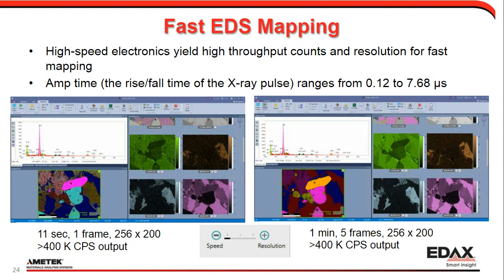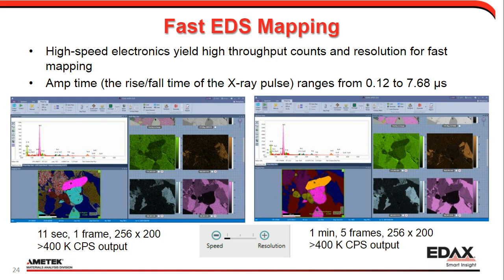These two pictures show maps collected at over 400 kcps throughput counts with fast M time. On the left, a 1 frame, 11-second mapping gives you a nice overview of the element distribution in the sample. Variation in concentration and phase separation are nicely shown in individual element images. On the right, high-quality element maps are done in just 1 minute.